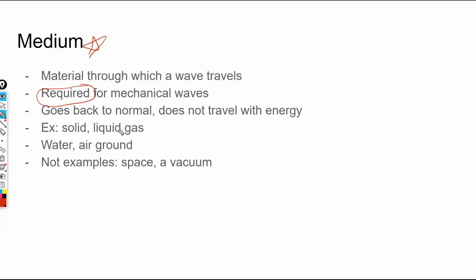Some examples of mediums are solids, liquids, gases, water, air, the ground. Those can all be examples of mediums. But what's not an example is space. Space is not a medium because that's just space. And a vacuum chamber. Those are 2 prime examples that are not mediums. Almost everything else can be a medium: rock, air, water, anything like that.